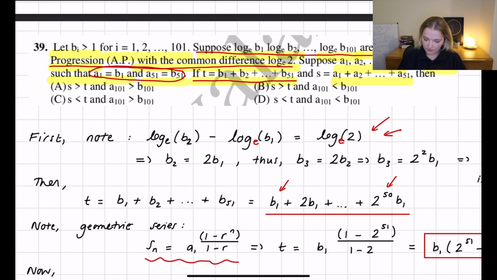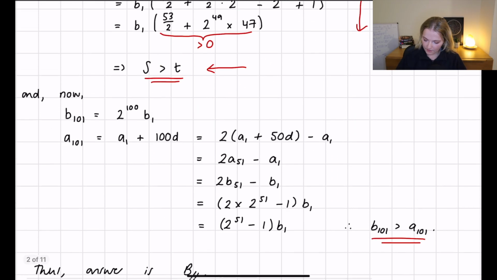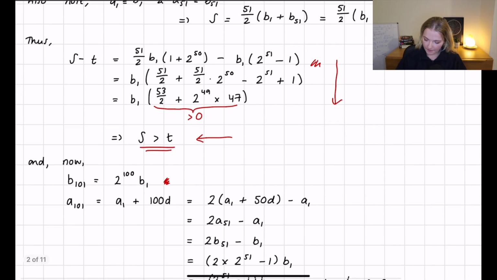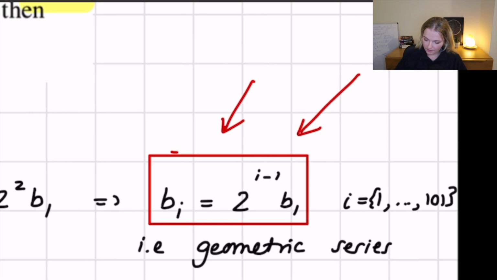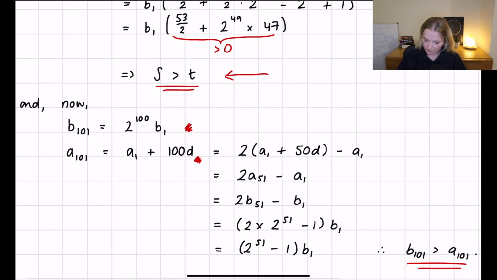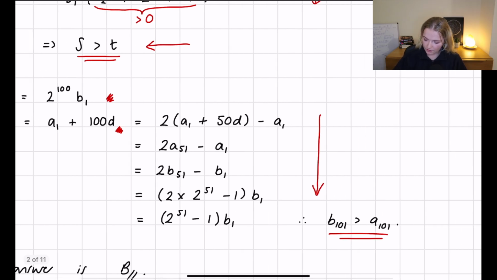Now we need to consider this final part of the question. Is a101 greater or less than b101? The way that we do that is just by noting what we found earlier. So we can write this here, and that's just from this here that we found. We can also write an equation for a101, and then all you do is some simple calculations here, and you deduce that b101 is actually greater than a101.